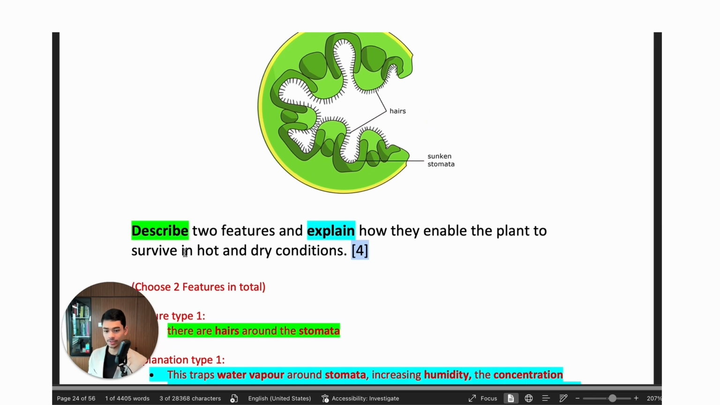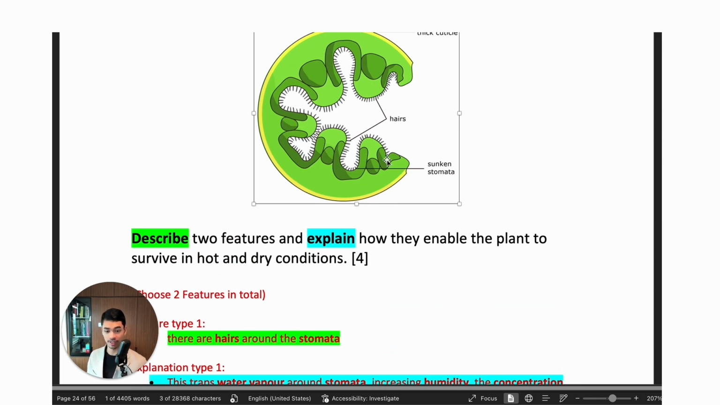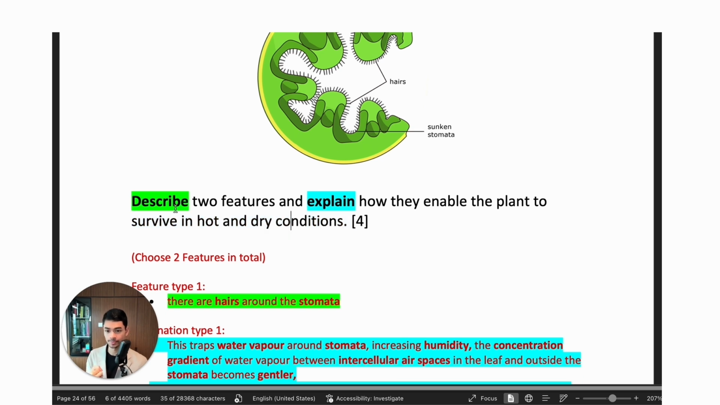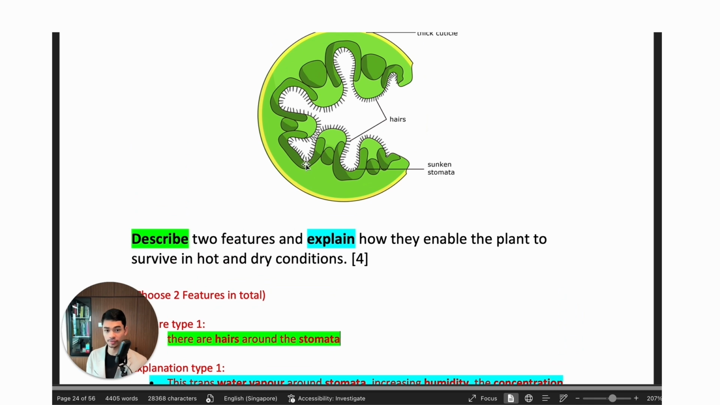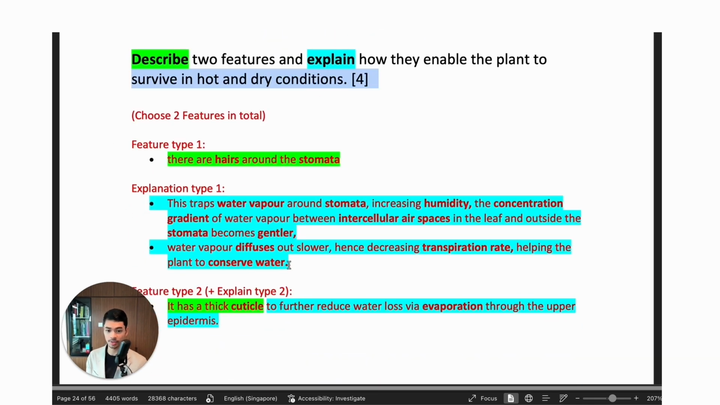So describe two features about this plant. This is actually a leaf of marram grass, which is adapted to survive in hot and dry conditions. So describe, and then with each feature, you need to explain it. How does it help with losing less water? Because that's how you can survive, by conserving more water. So describe means there are hairs around the stomata. That's a description of the feature. Then I gotta explain why the hairs help with surviving. And this is the explanation. Basically, it increases humidity, that decreases transpiration, conserve water so you won't die. So that is feature 1, explanation 1.